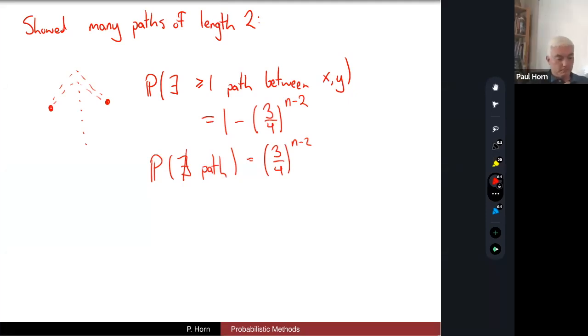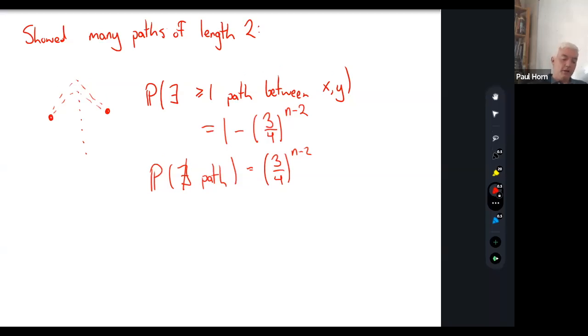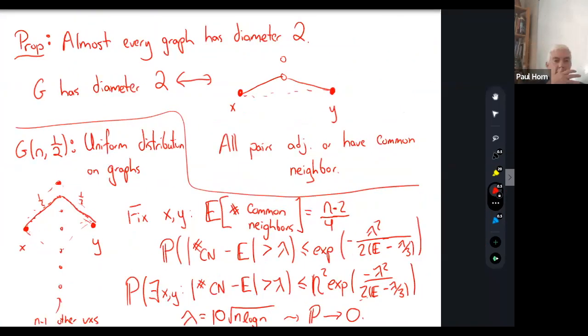How does it compare in which way? What I showed here was actually that almost all pairs of vertices have like n over 4 common neighbors, and therefore there are many, many paths of length 2 between all of them with high probability. And this other proof shows that with even higher probability, there's at least one path. In that sense, they're incomparable, right? They're saying different things.